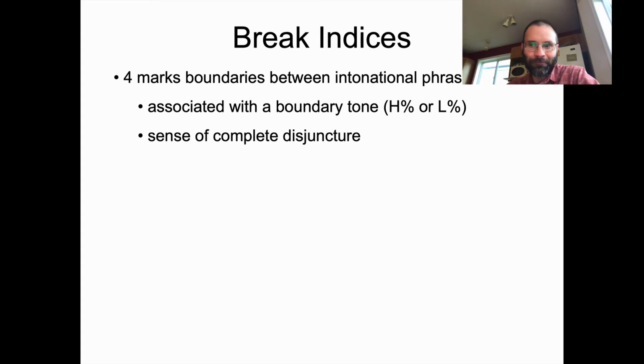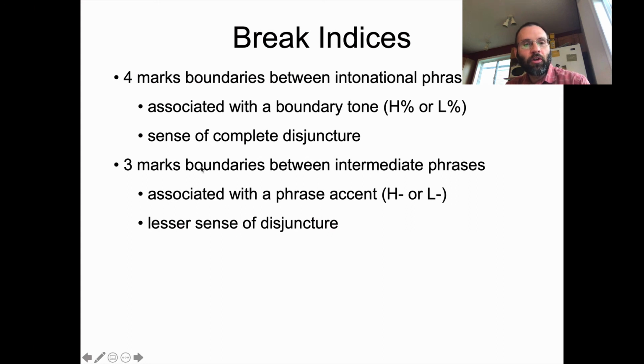Just so you know, at the break indices level, now that we know the various levels of grammatical structure in an intonation transcription, we have, it turns out, 5 different levels of disjuncture that we can transcribe, ranging from 0 to 4. We've already seen 4. So 4 is going to mark boundaries between intonational phrases. And these are always associated with a boundary tone, like H percent sign or low percent sign. And they give you a sense of complete disjuncture. Like I said, you can think of it as a period, a stop in the utterance itself.